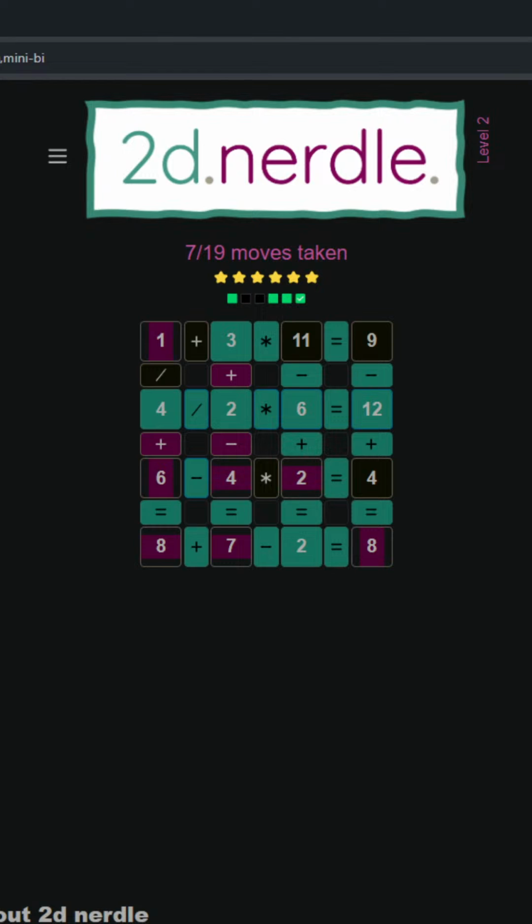Let's see. This 8 is in the right spot, but this 8 is also in the right column. Well, 8 can't go here then. Well, of course it can't go there. Then 8 has to go here.